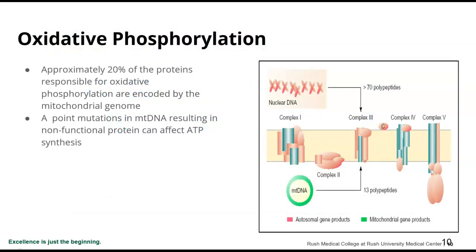Oxidative phosphorylation is the main job of mitochondrial genes. The mitochondria is the powerhouse of the cell, and 20% of the proteins responsible for oxidative phosphorylation are coded for in the mitochondria. A point mutation of a mitochondrial gene can result in a non-functional protein that can affect ATP synthesis or energy production.